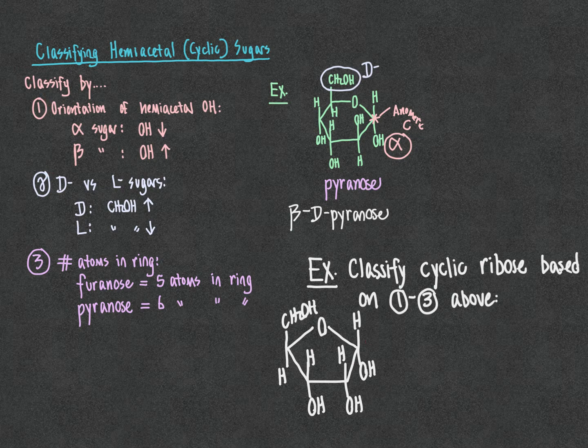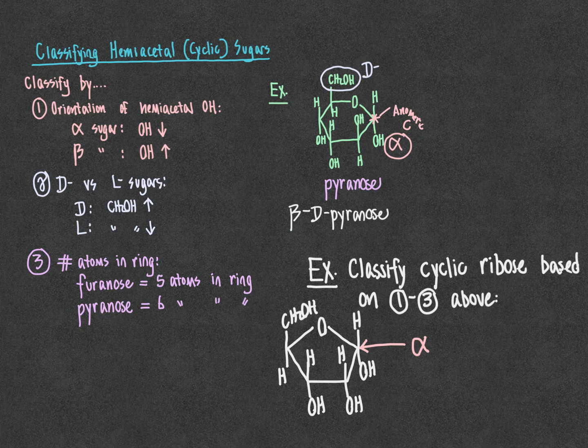with number 1, orientation of the hemiacetal hydroxy group, or in other words, orientation of the anomeric carbon. We recognize the anomeric carbon here as this position right here. That will always be the case in the Haworth projection. The anomeric carbon goes right here in our template. This is where the ether and the hydroxy group reside, and we classify it as alpha or beta based on the orientation of that hydroxy group at that location. Since the hydroxy group orients downward, we refer to this as an alpha sugar.